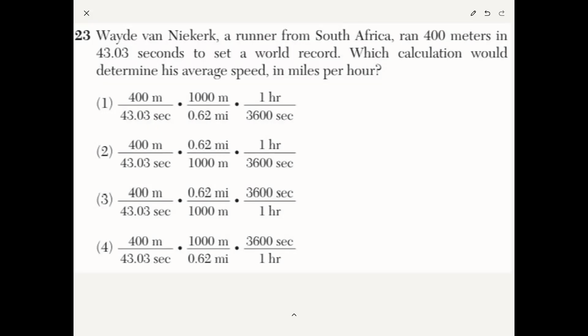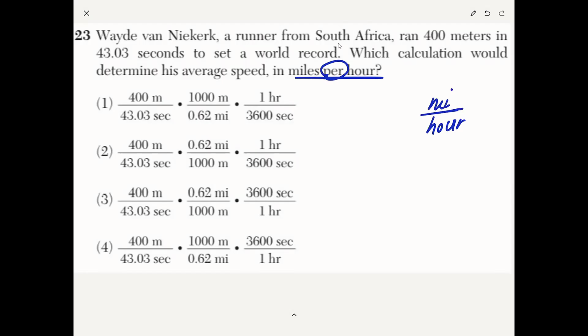It says, Wade Van Niekerk, a runner from South Africa, ran 400 meters in 43.03 seconds to set a world record. Which calculation would determine his average speed in miles per hour? Key, when we get done, we should have miles, MI, on the top and hours on the bottom. Per is the division, all right? So miles per hour.